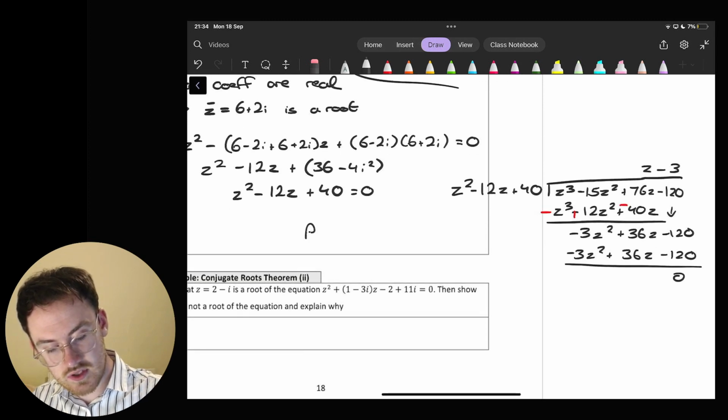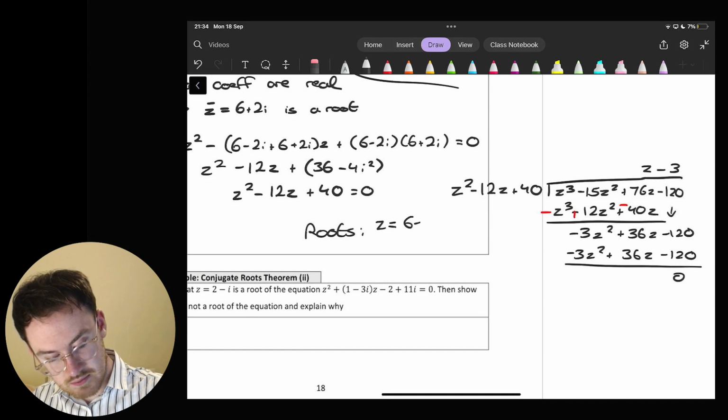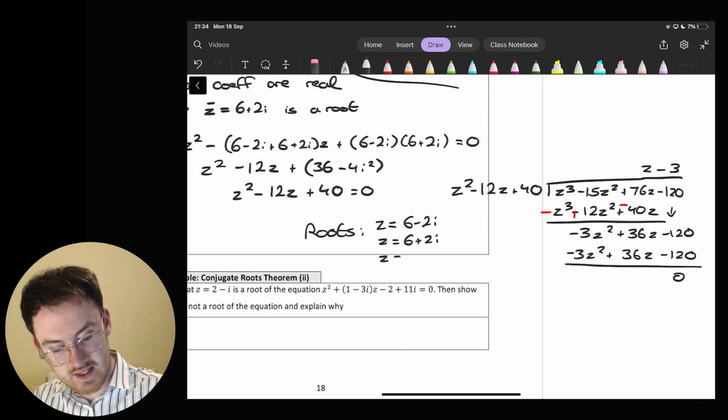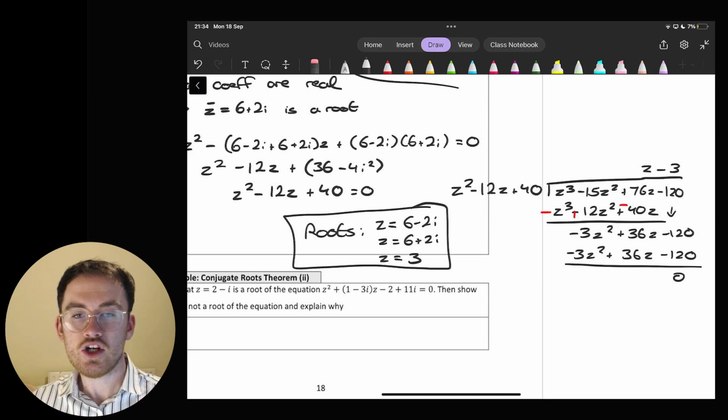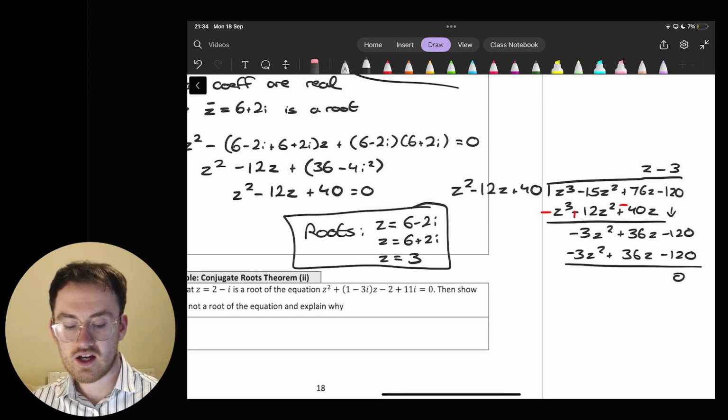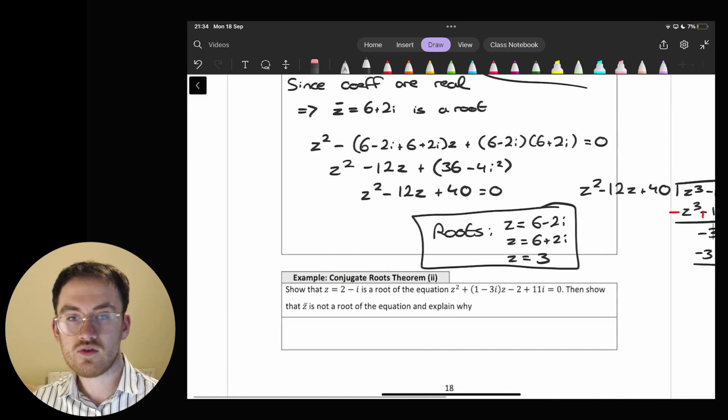So my roots are z equals 6 minus 2i, z equals 6 plus 2i, and then z equals 3, coming from my factor there at the end. I suppose it's important to note why we can use that conjugate roots theorem: it's because the coefficients were real.